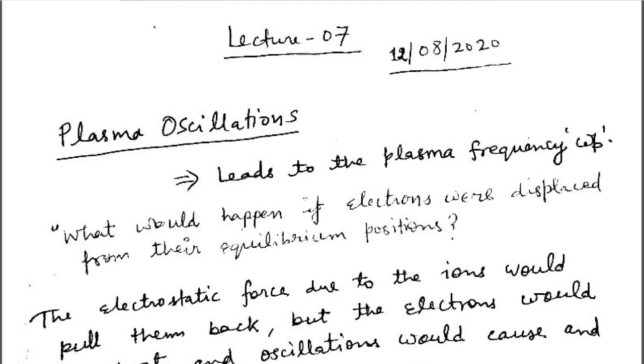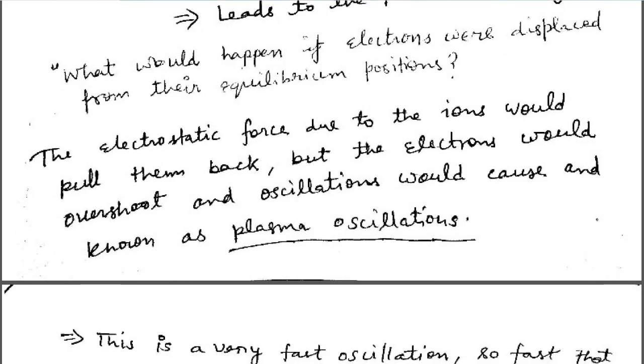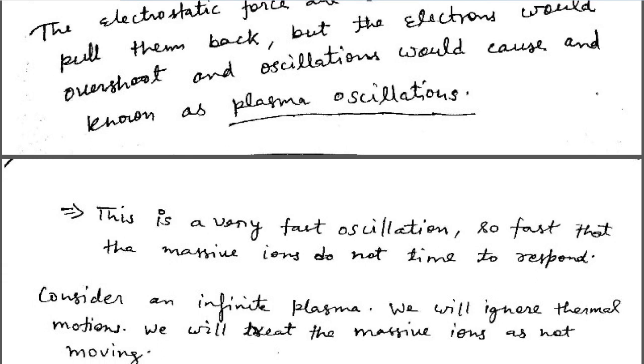If you look here, the electrostatic force due to the ions would pull the electrons back, but the electrons would overshoot, and oscillation would result, which is known as plasma oscillation. This is a very fast oscillation, so fast that the massive ions do not have time to respond. So how can we understand this?